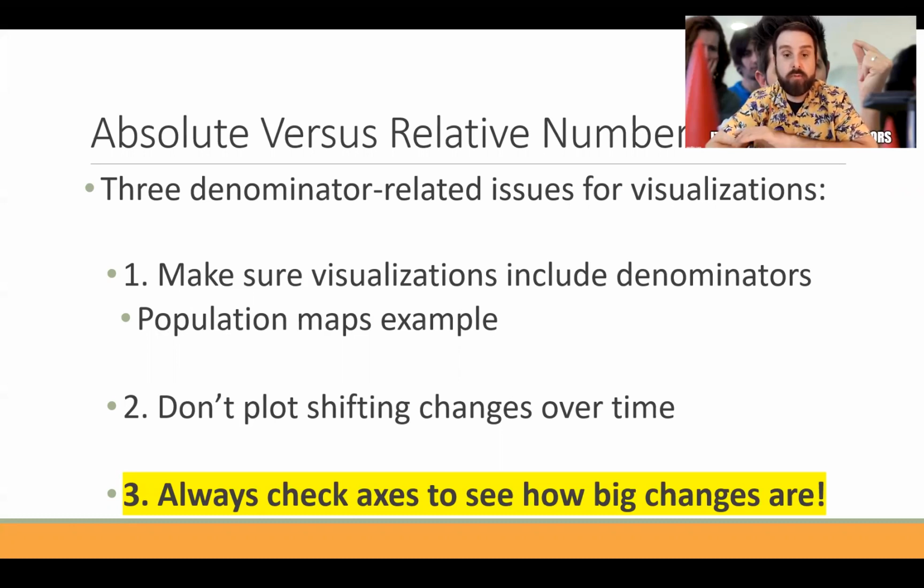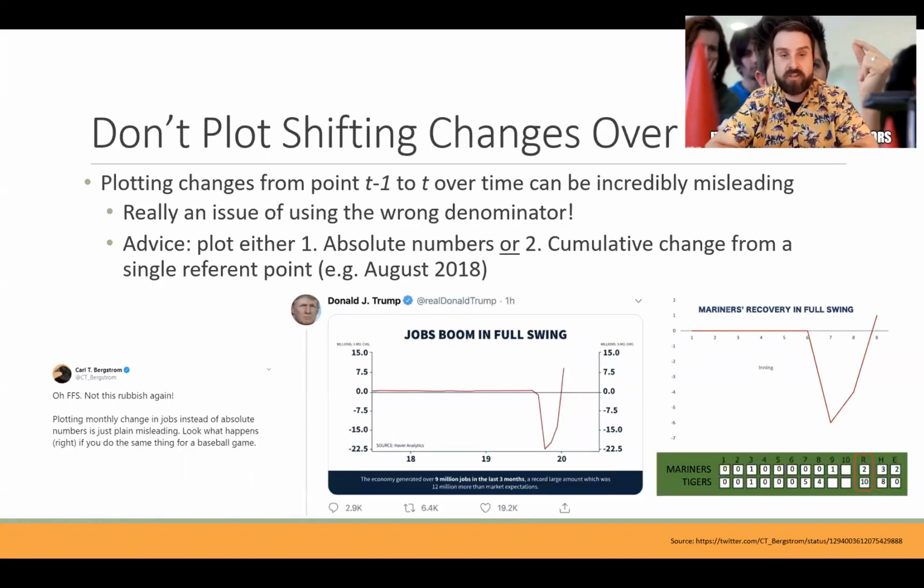The second is don't plot shifting changes over time. I'll show you what I mean by that. And the third is always check your axes to see how big the changes implied by the graph actually are. So let's focus on not plotting shifting changes over time.